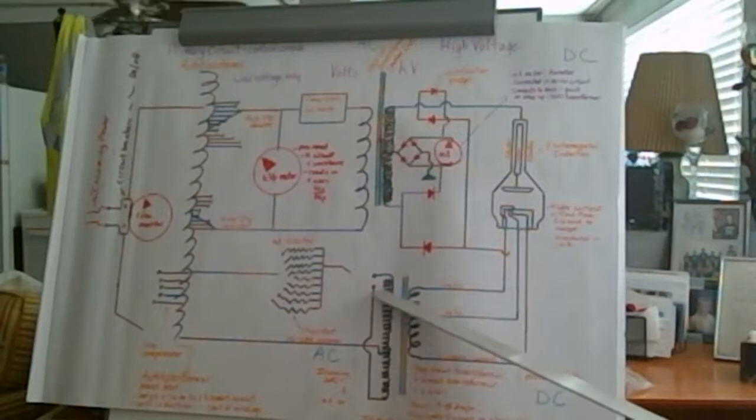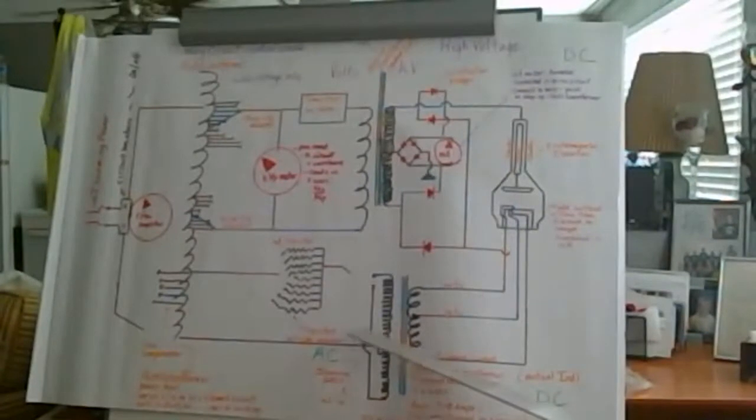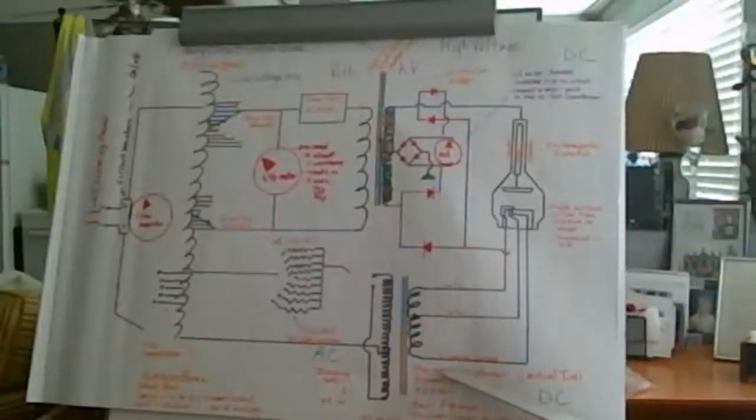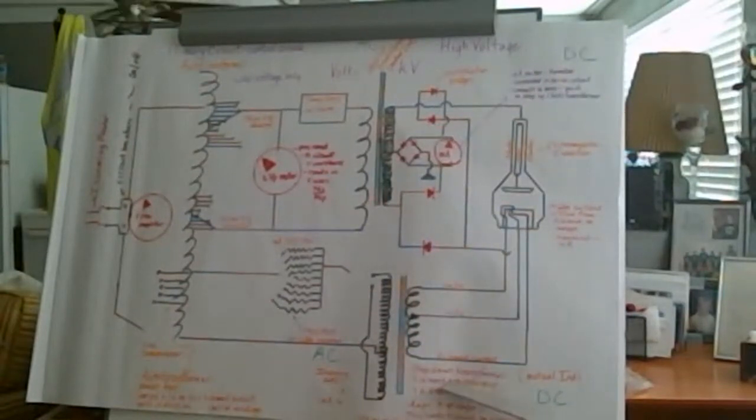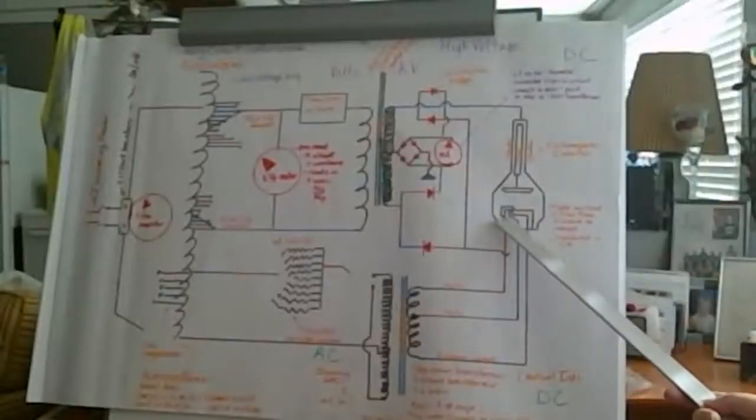So step down transformer or filament transformer, we have more windings on the primary side than we do on the secondary side because the voltage is being stepped down from that 220 down to like 6 to 12 volts. So what a car battery would provide. So why is it being stepped down on the cathode side? Well, it's being stepped down on the filament transformer because we need a large amount of current. So we need to have that huge electron flow coming to heat up the filament.